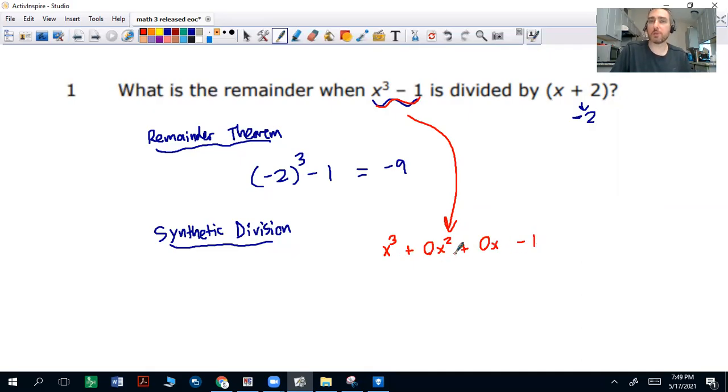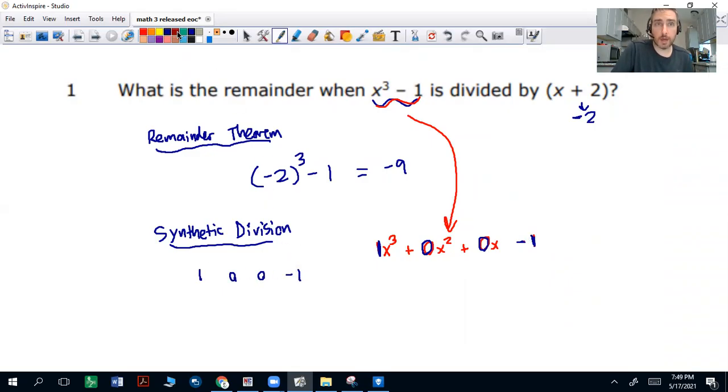The reason we want to do that is because every x value with its exponent has to have every spot filled. So you notice we can't skip from a third power straight to a constant. We got to have a squared and an x term in there. So you look at all your coefficients and you say, all right, I got a 1, 0, 0, and a -1. And what you do is you put them in a line.